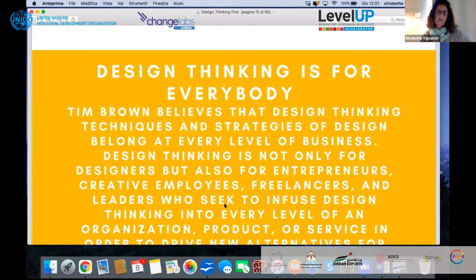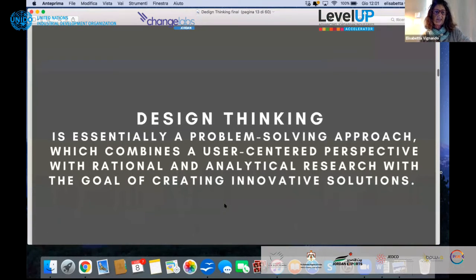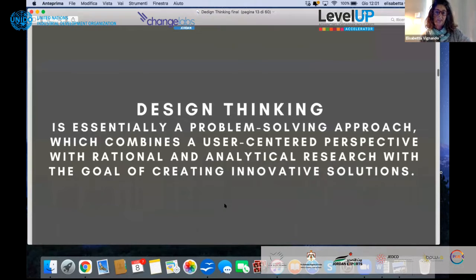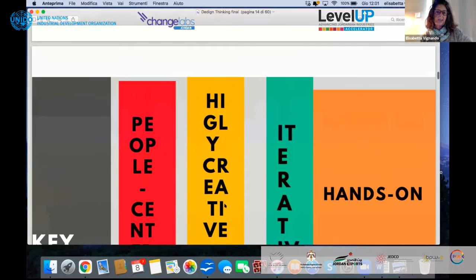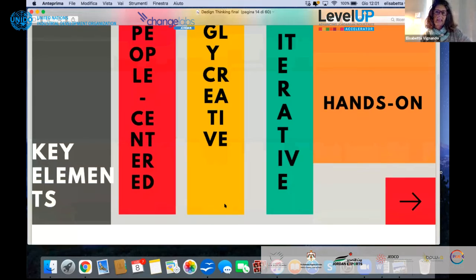So design thinking is not only for designers, but of course for entrepreneurs, creative employees, freelancers and leaders who seek to infuse design thinking into every level of organization, product or service in order to drive new alternatives for business and society. Design thinking is essentially a problem-solving approach which combines a user-centered perspective with rational and analytic research with the goal of creative, innovative solutions.